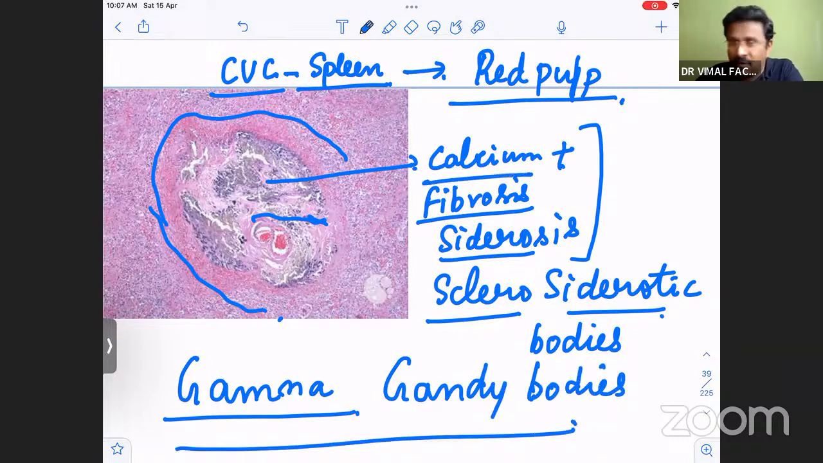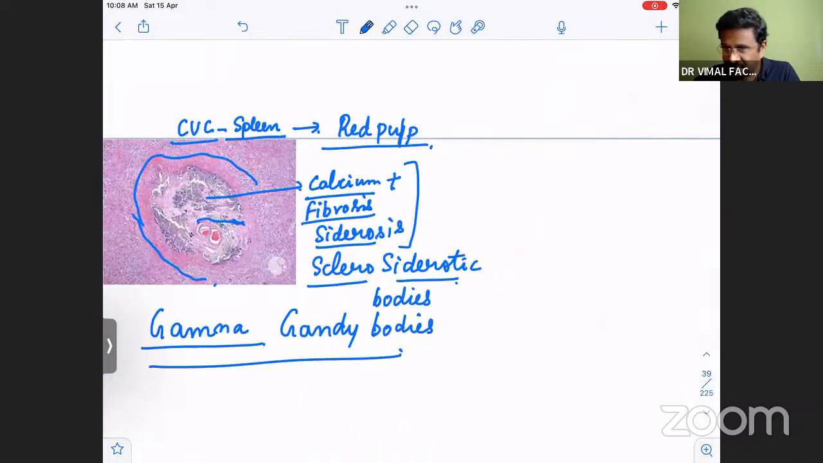And one more thing, what type of calcification occurs in this? So in CVC spleen, what type of calcification? Dystrophic or metastatic? CVC spleen, it's a degenerative change, chronic venous congestion. So it is a dystrophic calcification. Very good.